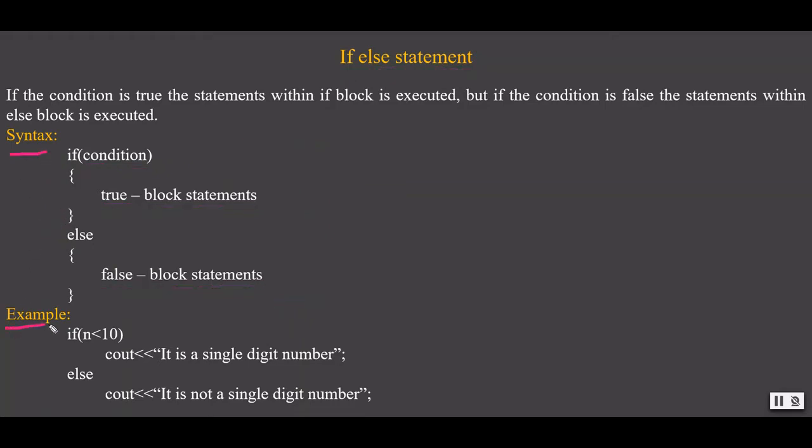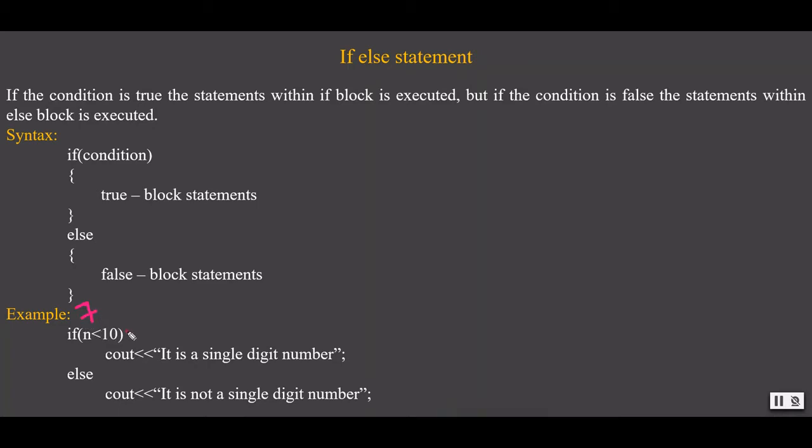Let us consider a simple example. If n less than 10, this is the condition. If this condition is satisfied, the statement "it is a single digit number" gets executed. If this condition is not satisfied, the statement "it is not a single digit number" gets executed. Let us consider a value for n. Suppose I consider the value of n as 7.